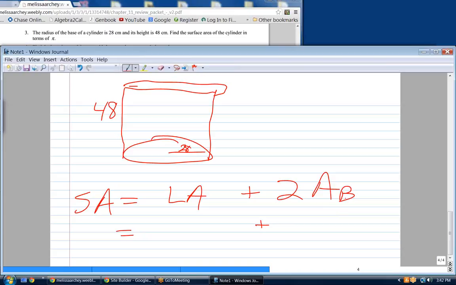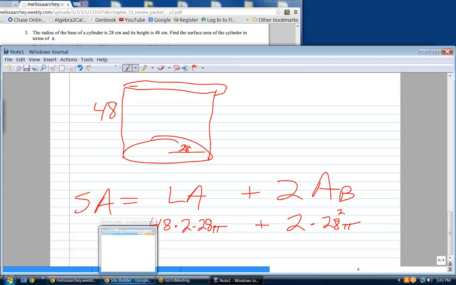Area of the bases is 28 squared pi. So we have 2 times 28 squared pi, and that's it. And then, what's the lateral area? So the height is 48, and then 2 times 28 would be 56. And then you got it. No, we need a pi, sorry, because the circumference is 2 pi r.